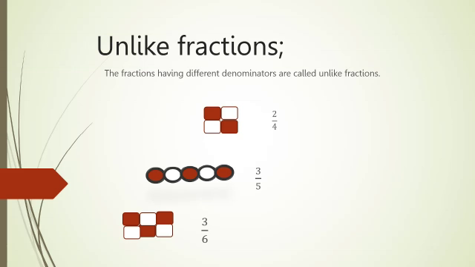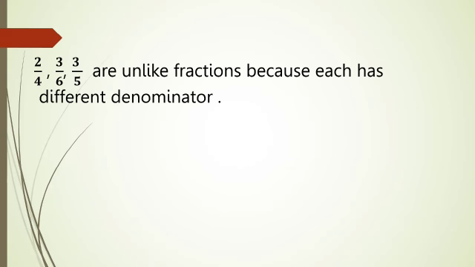So the fractions having different denominators are called unlike fractions. Here we can say that 2 over 4, 3 over 6 and 3 over 5 are unlike fractions because each has different denominator.